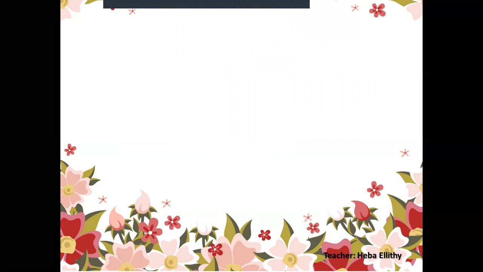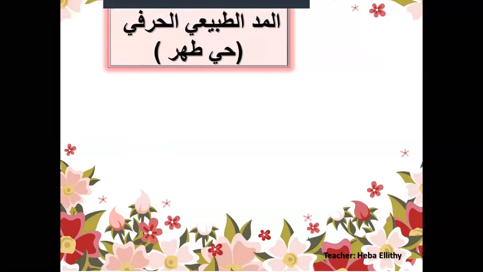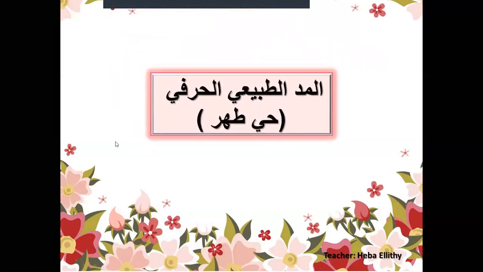What are these letters? The letters in the beginning of some surahs in the Quran, like Alif Lam Mim, like Ha Mim, like Yasin, like Noon. This is الحروف المقطعة in total. But المد الطبيعي الحرفي comes in only some of them. Which ones? Scholars collected them in حي طهر.